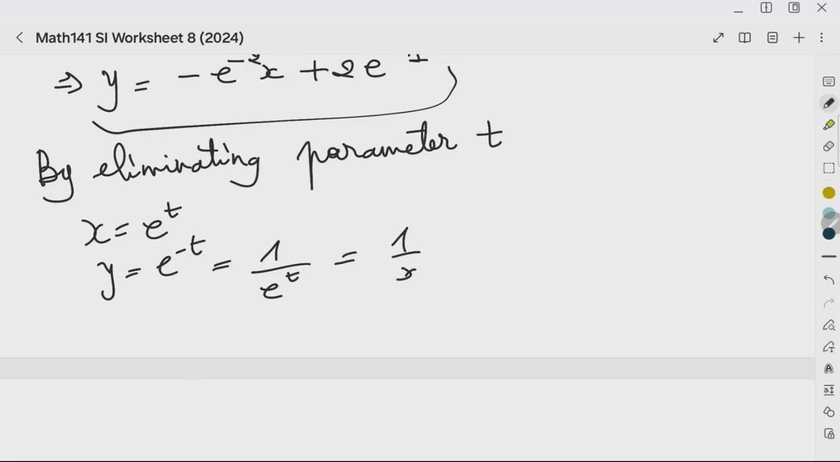So now we have the equation of y in terms of x. Sorry, just give me a minute.